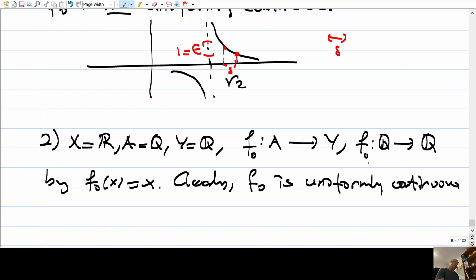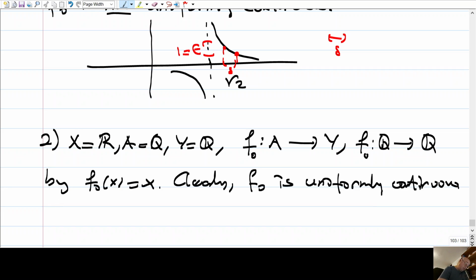Can we extend Q to R? No, because rational numbers are mapped to rational numbers. What about root 2? Where will root 2 be mapped? Well, root 2 should be mapped to root 2, but there is no root 2 here, right? This is the set of rational numbers.